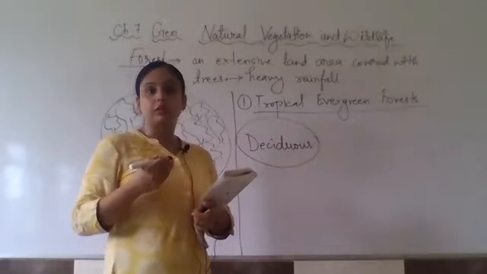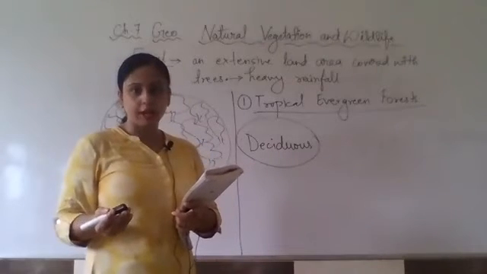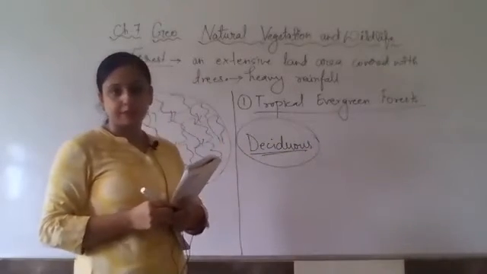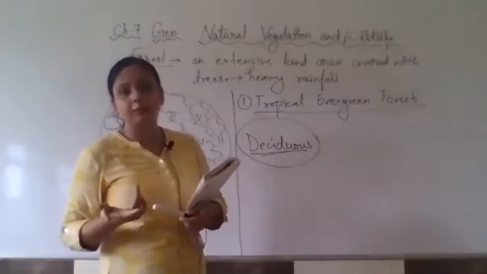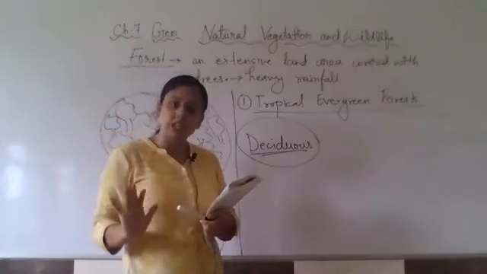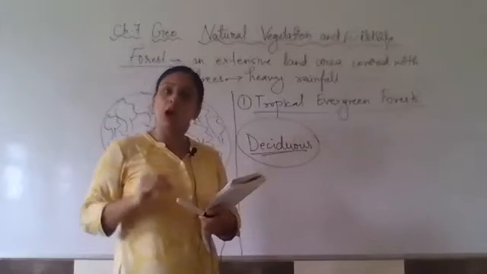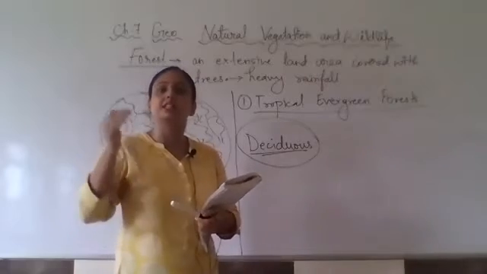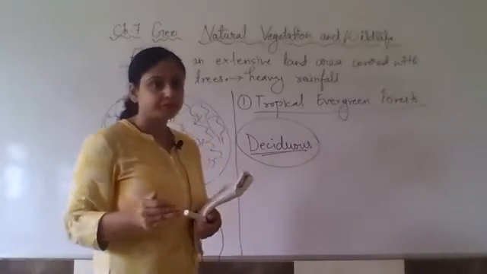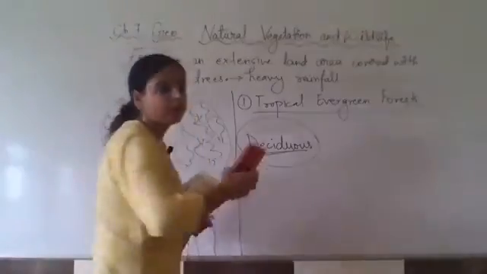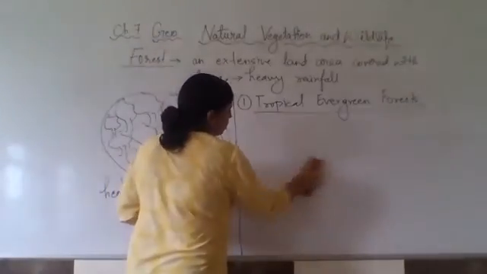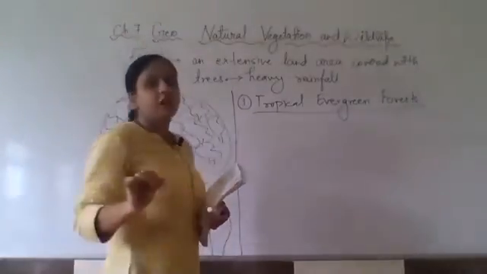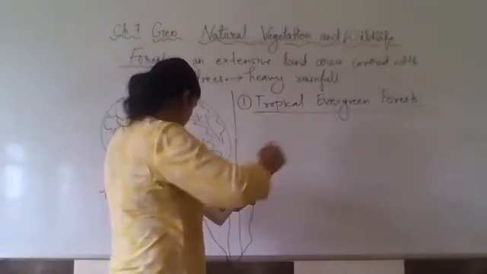The trees whose leaves shed, okay, those are called deciduous, the trees which shed their leaves. What is the meaning of evergreen? Which remains green throughout the year, that is evergreen. And those whose leaves shed, that is deciduous. Okay, so first we will discuss tropical evergreen forest. With the name only you can understand, evergreen means they remain green throughout the year.